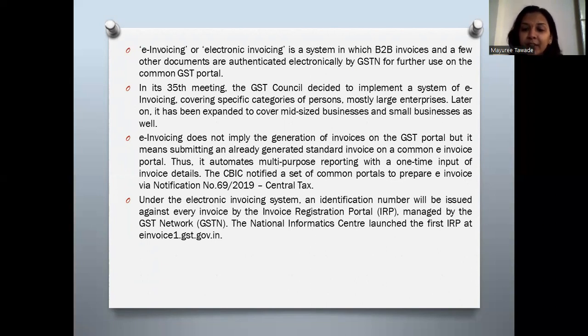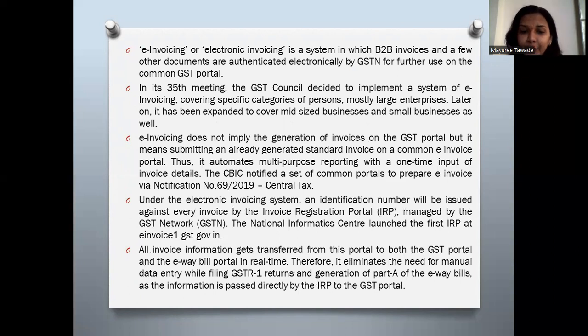The National Informatics Center launched the first IRP at einvoice1.gst.gov.in. All invoice information gets transferred from this portal to both the GST portal as well as the e-way bill portal in real time. Therefore, it eliminates the need for manual data entry while filing the GSTR1 return and generates part A of the e-way bill, as the information is passed directly from the IRP to the GST portal. So in this case, most of the manual work is automated.